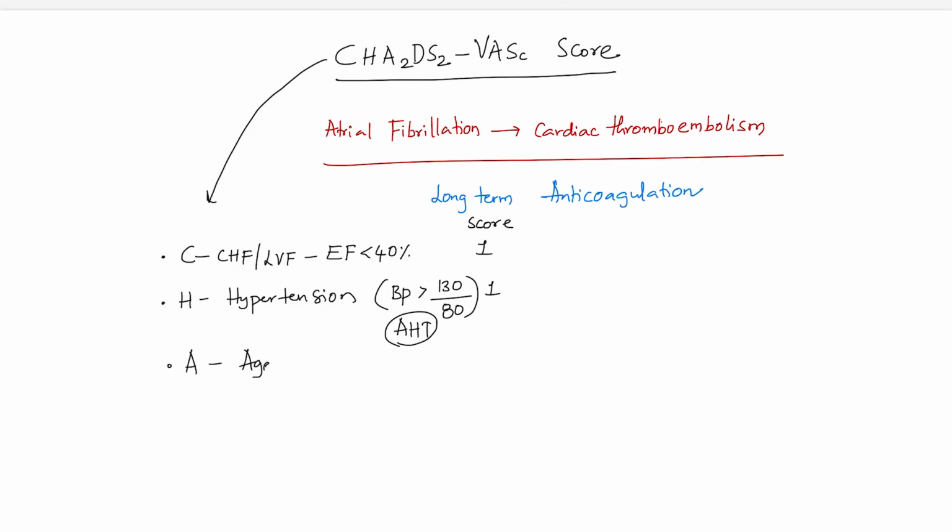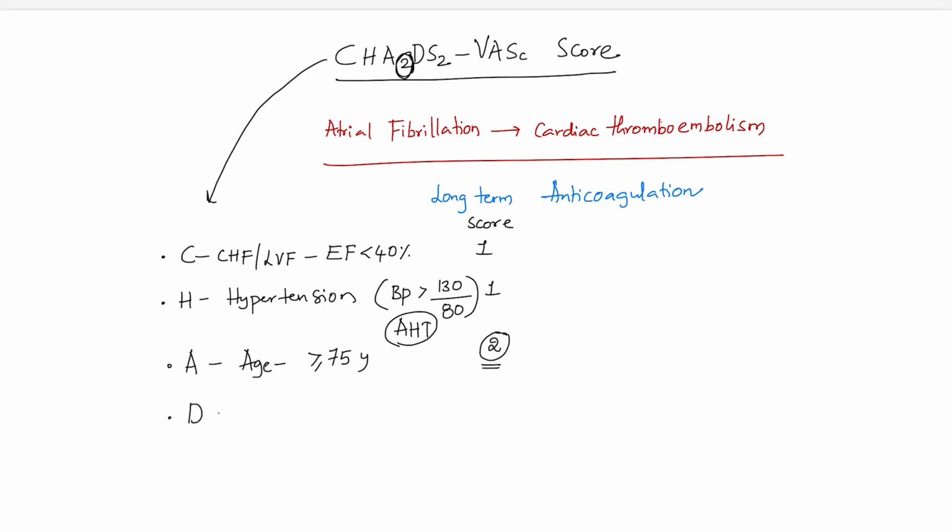Then A. A is age, and age here is more than or equal to 75 years. If the age of the patient is 75 also, you will take a score of 2. So that's the importance of this suffix. The factor is multiplied; you have double the score now. Score is 2. That's the reason for CHA2.